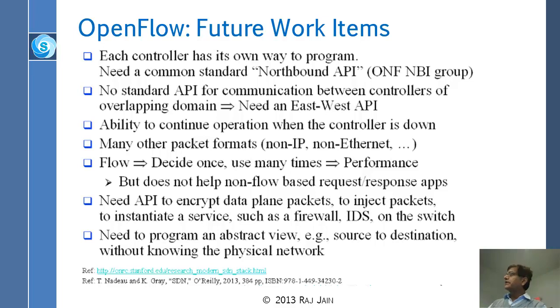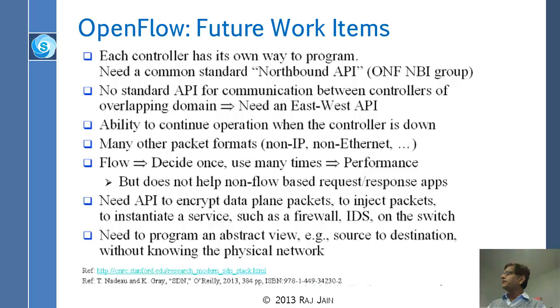Need API to encrypt data plane packets. So many devices today can take an unencrypted packet and spit out an encrypted packet. These are called firewalls, and these are also called VPNs, routers, and things like that. So how do you do that with OpenFlow? How do you tell the switch to encrypt, to inject packets, to instantiate a service, such as firewall IDS on the switch? So all of this needs to be done.